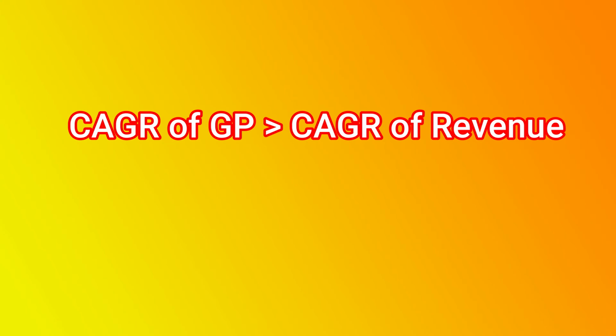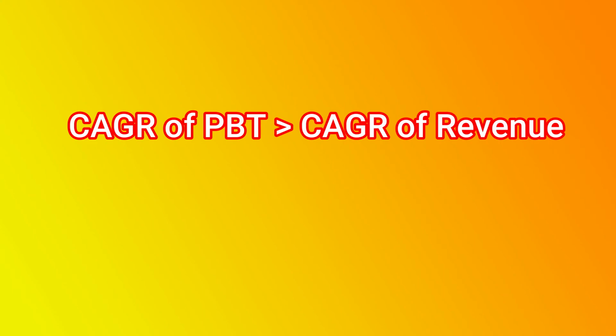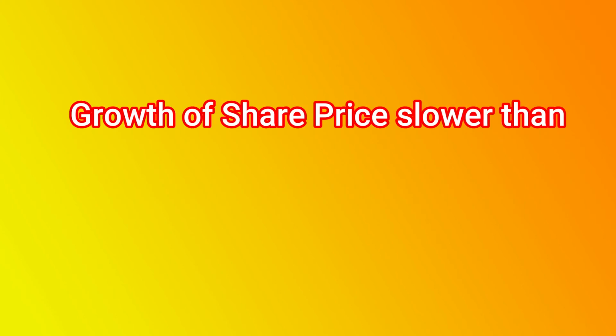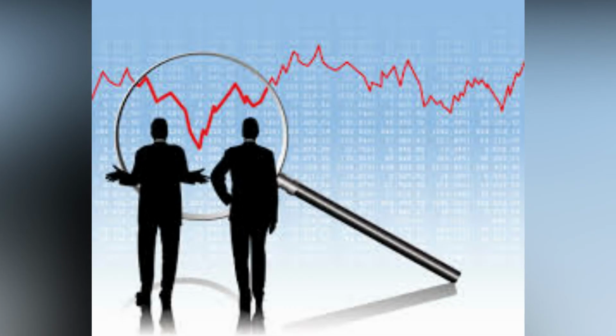After you got all the data, you then want to compare the numbers to the growth of revenue. So let's say if the CAGR of gross profit is higher than the CAGR of revenue, it means that the company has economies of scale, which basically tells us that the company can increase their production while maintaining a low production cost. On the other hand, when the CAGR of profit before tax is higher than the CAGR of revenue, it basically suggests that the company has great operation efficiency. A bonus tip here, if the growth of the share price is slower than the growth of the mentioned metrics, the stock may be trading at an undervalued price and nobody is paying attention to it.